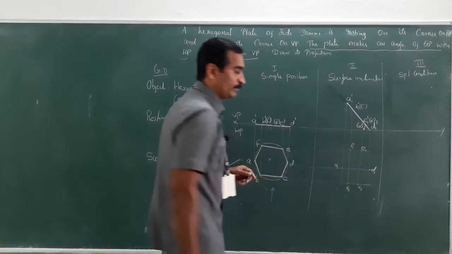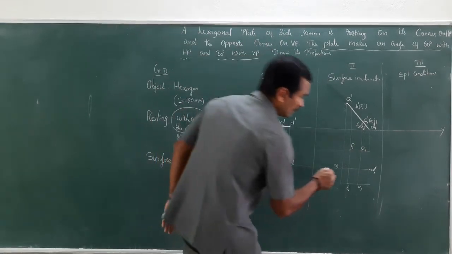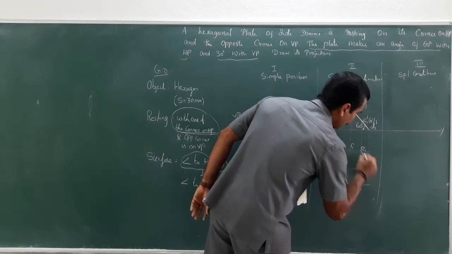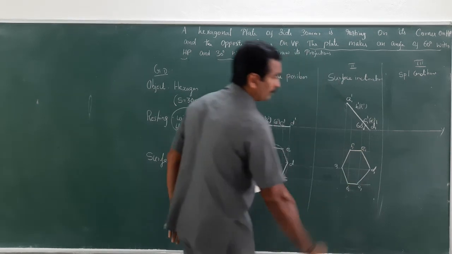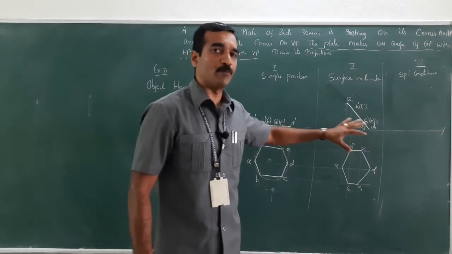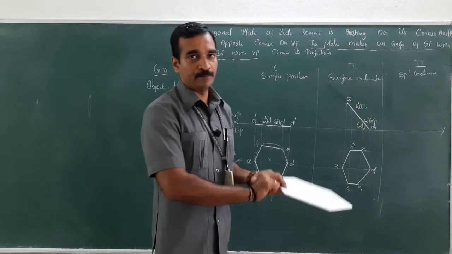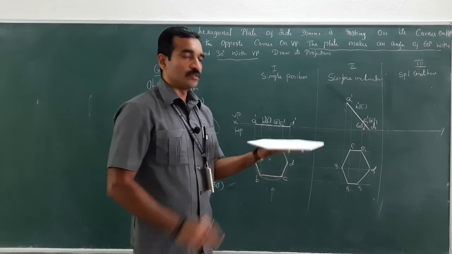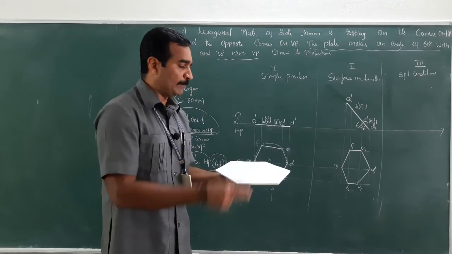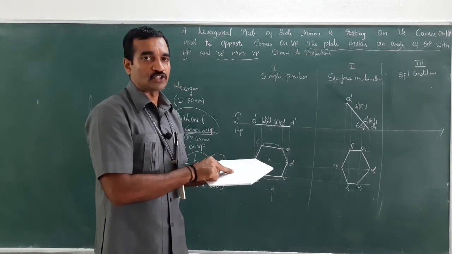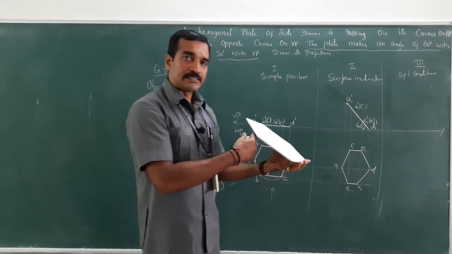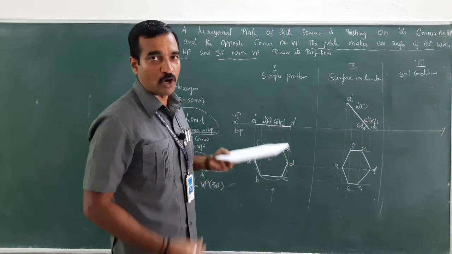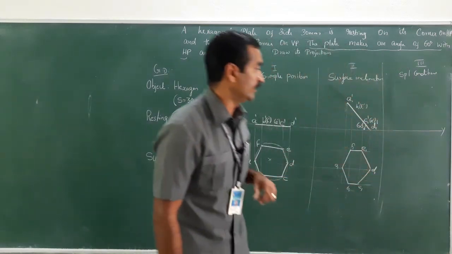This becomes F1. Now connect all the points: A to B, B to C, C to D, D to E, E to F and F to A. So now you could see a skew shape of the object, that is a hexagon. When the angle with HP becomes 0, the surface is parallel to HP, so you could see a true shape of this object. When the object is tilted at 60 degrees with HP, when you look at from the top, you could see a skew shape of the object. That's what we got here.